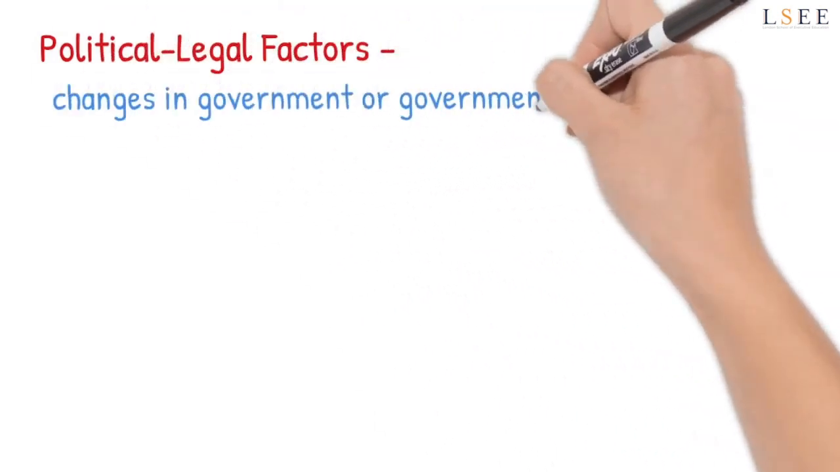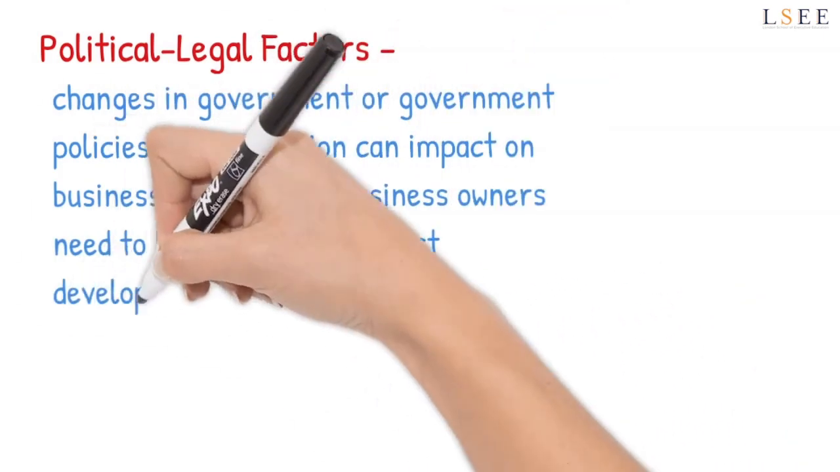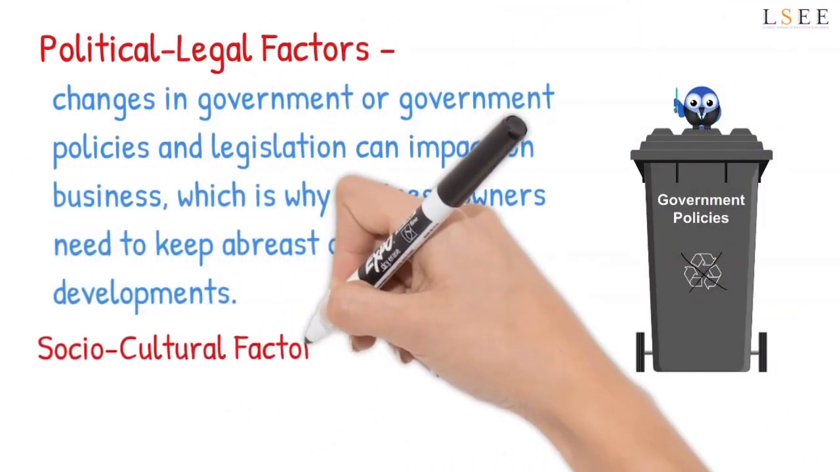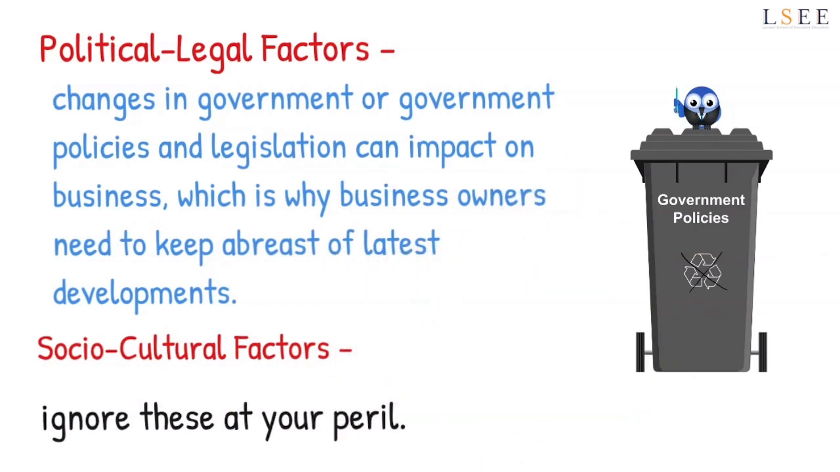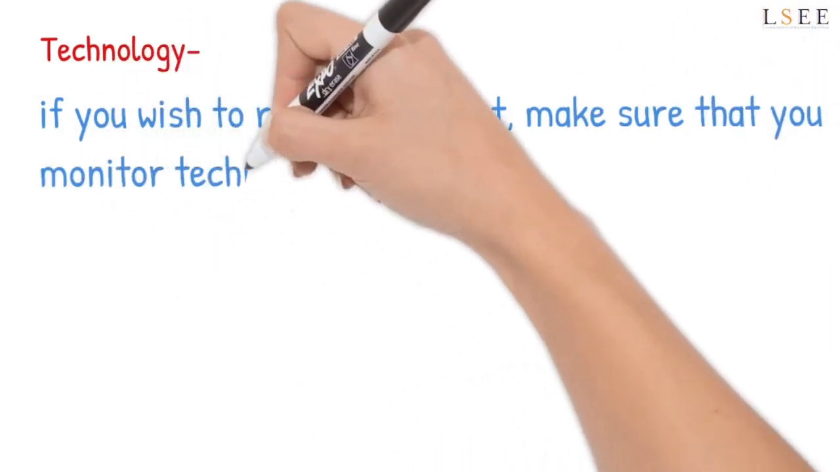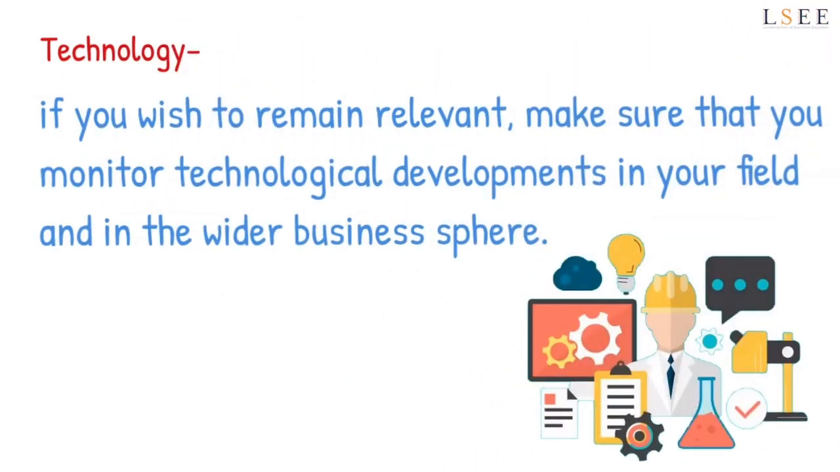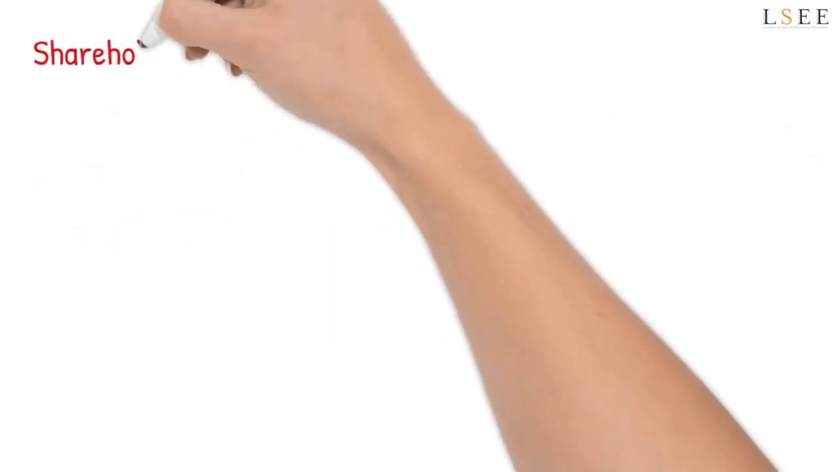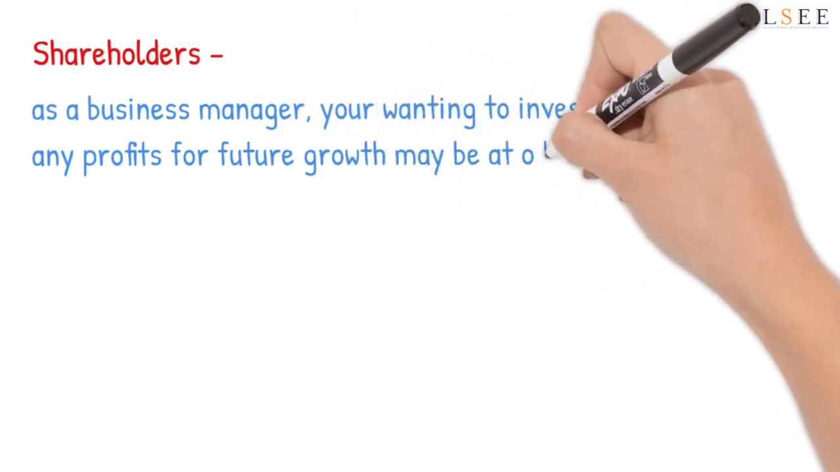Changes in government or government policies and legislation can impact on business, which is why business owners need to keep abreast of latest developments. Socio-cultural factors. Ignore these at your peril. Technology. If you wish to remain relevant, make sure that you monitor technological developments in your field and in the wider business sphere. Shareholders.